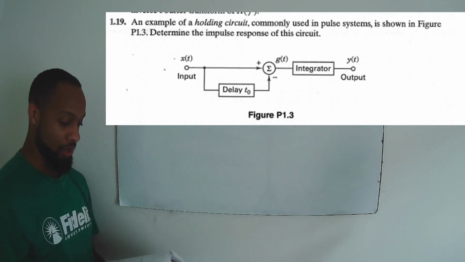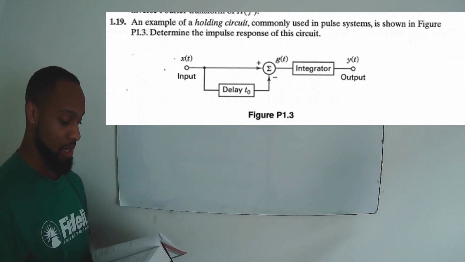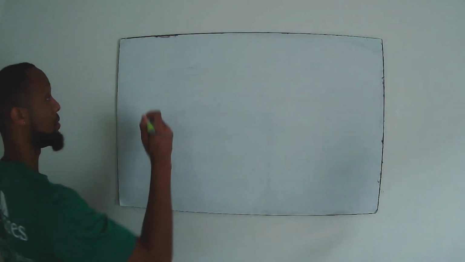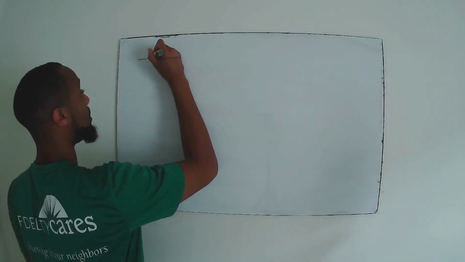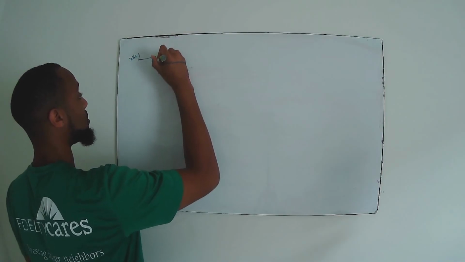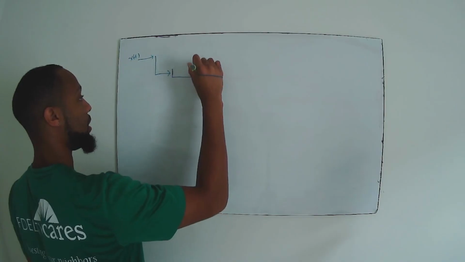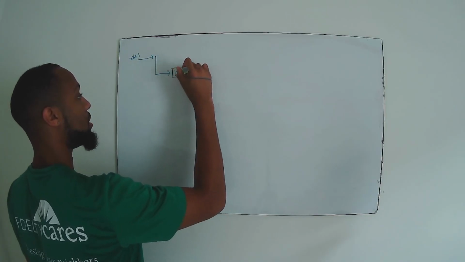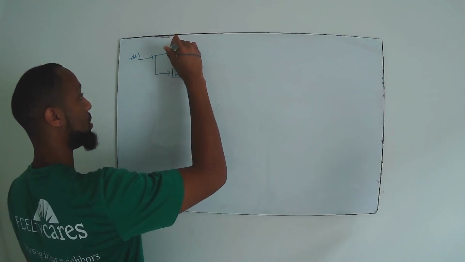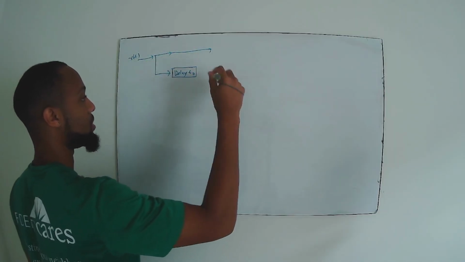An example of a holding circuit commonly used in pulse systems is shown in figure P.12. Determine the impulse response of the circuit. So here we go, another circuits problem. With this problem, we have an input x of t going into the system. It branches off, and it has a delay of t0. This input goes here, and the delayed version goes here.